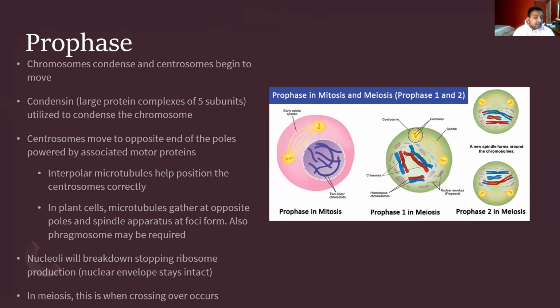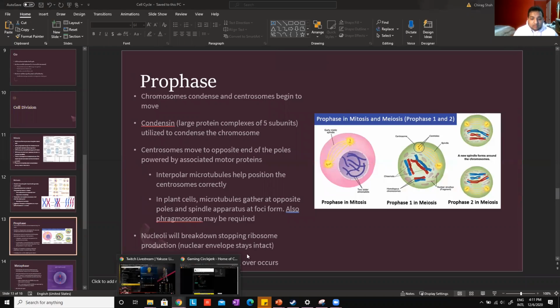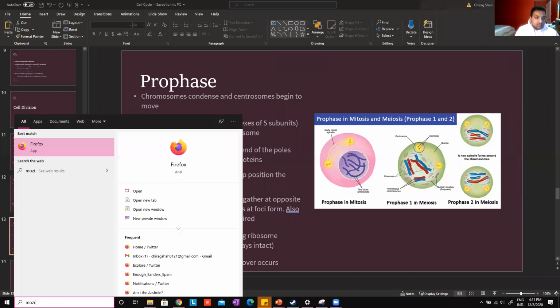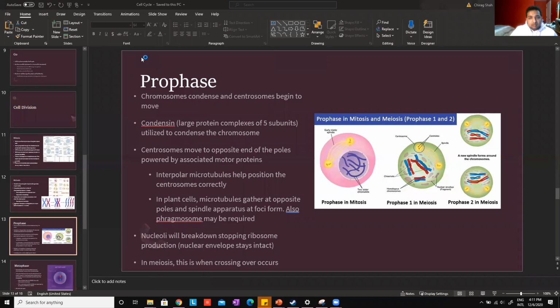In plant cells, microtubules gather at opposite poles and spindle apparatuses form at foci. Also, something called a phragmosome might be required. How do you explain a phragmosome? I guess the best way would be just to simply show you what a phragmosome is. Hopefully this shows up in the video. Otherwise, just Google it, and it's the Wikipedia page I'm looking at.